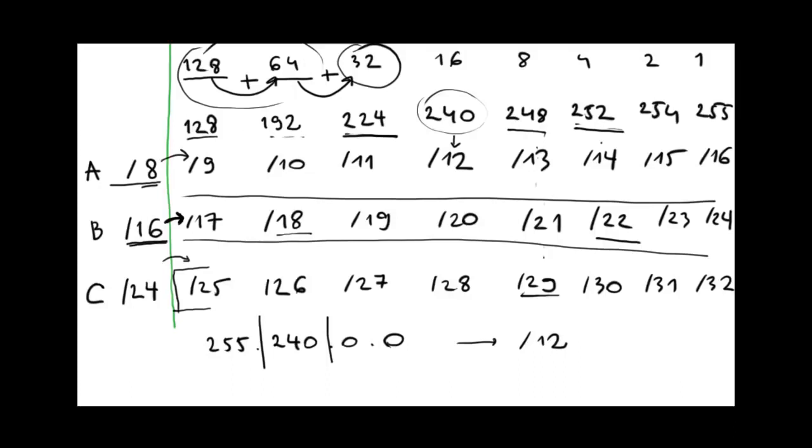The same in the other direction. For example, /13. What is it? /13, I'm looking here, I found it. Looking up, it's 248. In which octet? In the second octet. So it's 255.248.0.0.